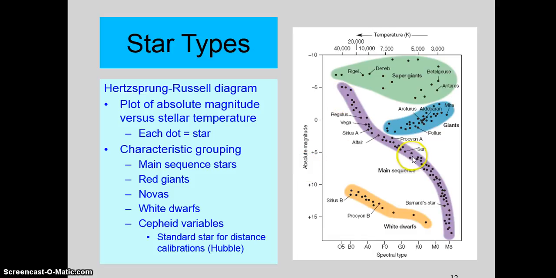The vast majority of stars fall along this curving line, which is called the main sequence. And most of the stars in the galaxy, most of the stars in other galaxies fall along this line. And it turns out that this picture is basically a snapshot of stars at different points in their evolution. So stars that are converting hydrogen into helium, you find along the main sequence.